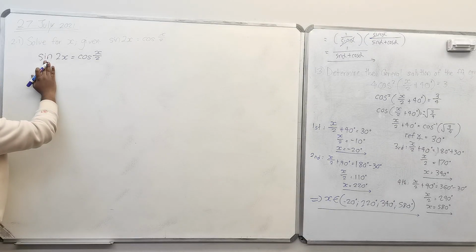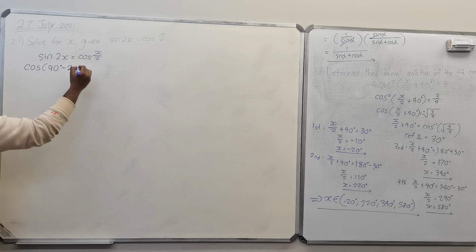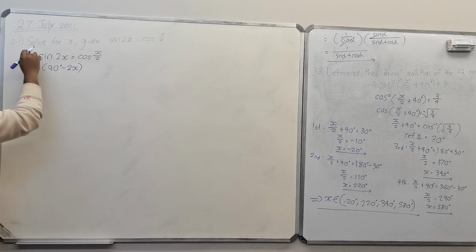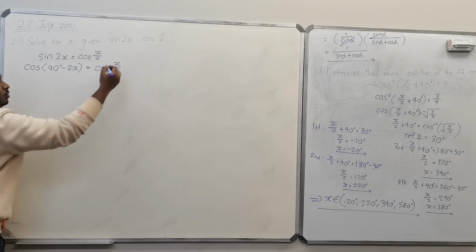If we convert this to cos, how would you write it out? In terms of cos, what will equal the sine of an angle? It will be cos of 90 minus the angle, which will equal the sine of that angle. And this is equal to cos of x over 2.